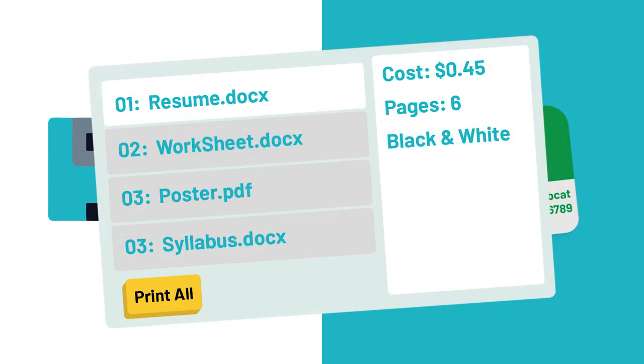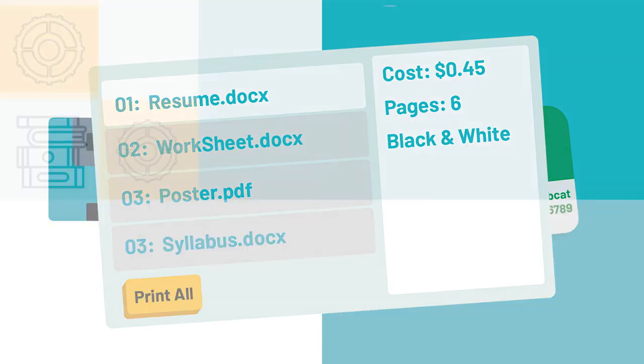Take your Ohio ID card and slide your card at the printer. A box will come up with your document, and you can select Print All. And that's it, your document is being printed.